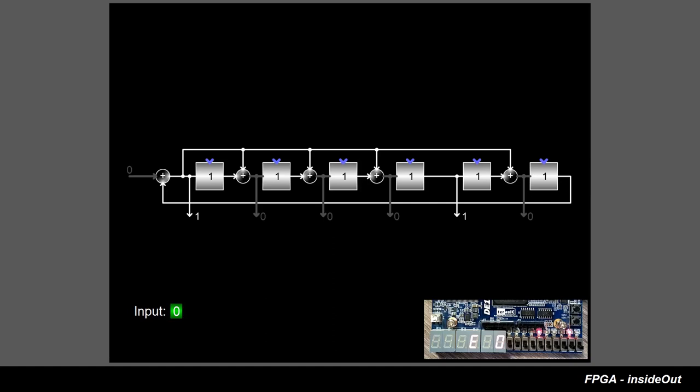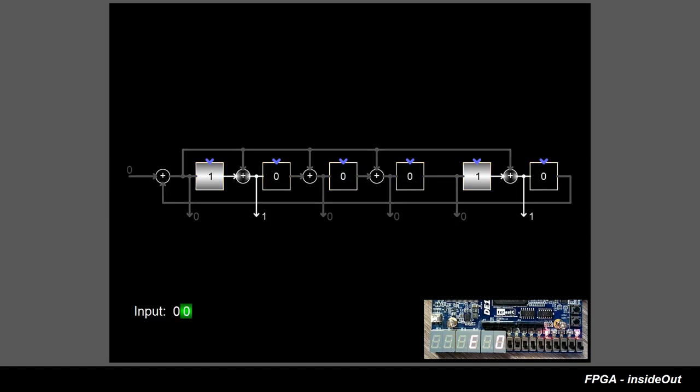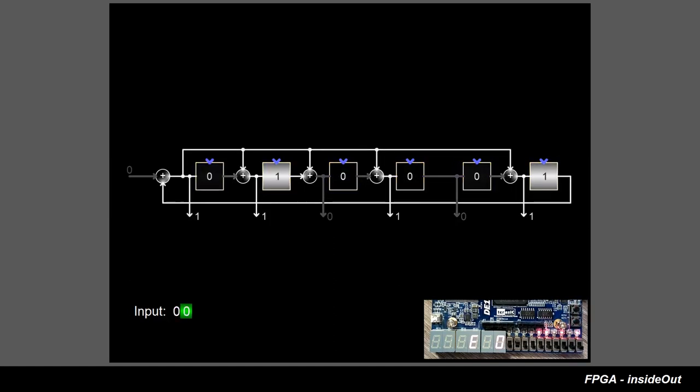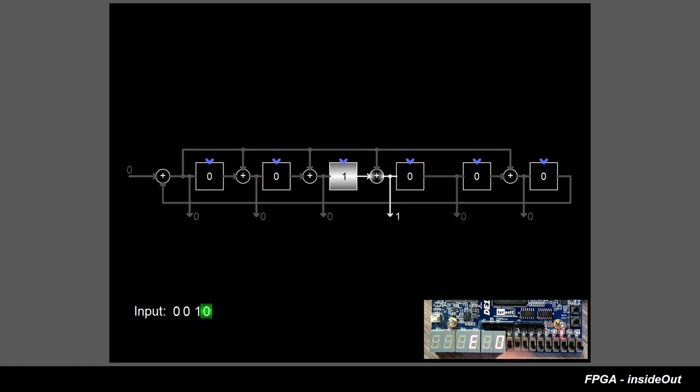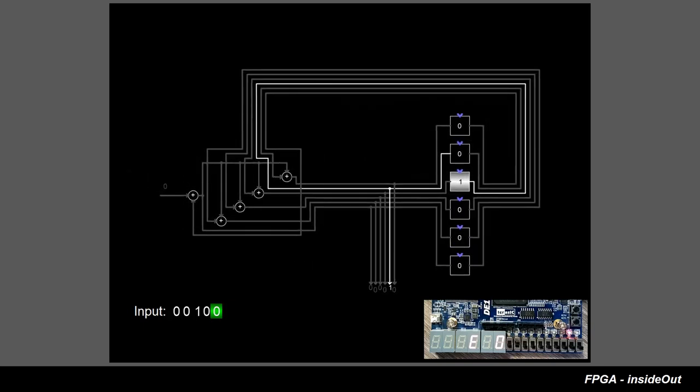Let's feed some data into the shift register circuit and observe its behavior. While we are supplying input data, let's analyze how signals propagate through the circuit. Let's redraw the circuit in a way that sequential logic is visually separate from the combinational logic. In other words, let's put all the XOR gates and wires on the left side of the screen and all the registers on the right side.